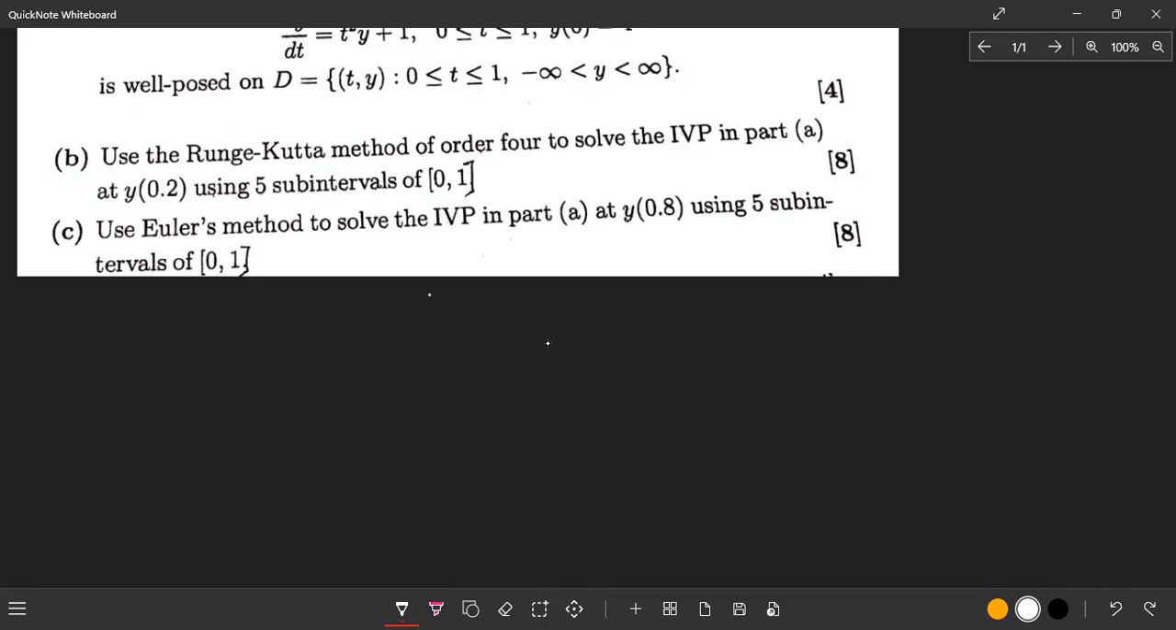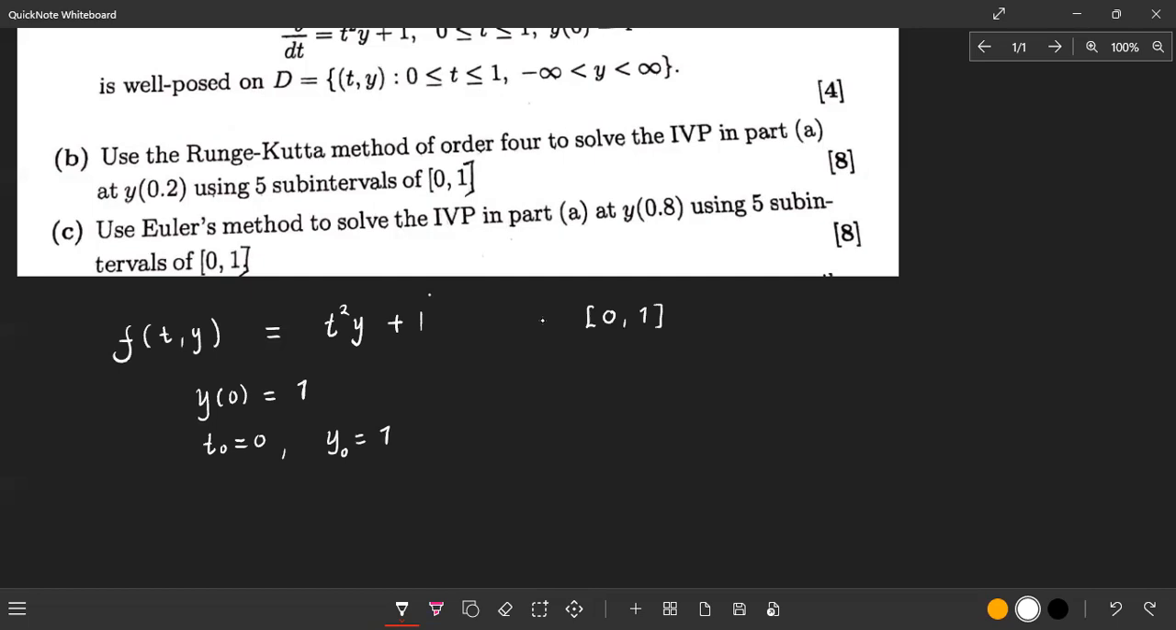So our function here, which is our differential equation, f(t, y), is given as t squared y plus 1. And we're given the interval. The interval given is from 0 to 1. What else are we given? We are given the initial condition, y of 0 is equal to 1. This implies that our t naught is equal to 0, and y naught is equal to 1. What else do we need to find?